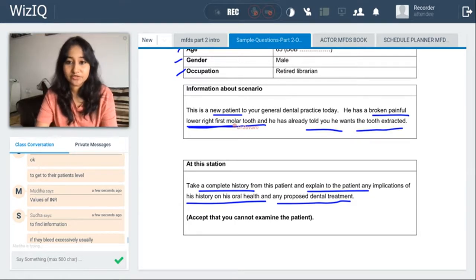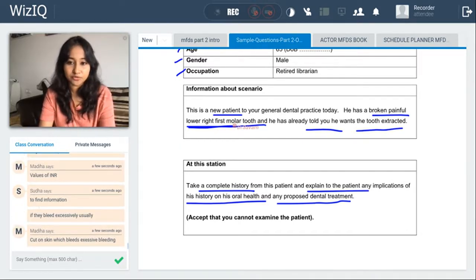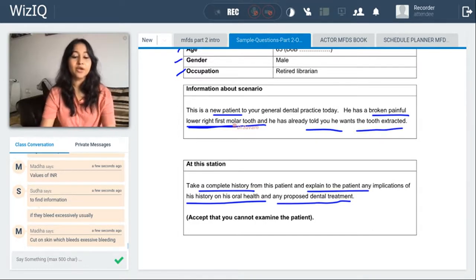Do not say extraction always, okay? Say removal, okay? Tooth removal. So when did they have it last? And when they got it done, was there any problem? Did they have excessive bleeding at that time? Or you can also ask, whenever you get a cut on your skin, do you feel that it bleeds longer than usual? Okay. These kinds of questions. Yes, correct. That's correct. Okay.